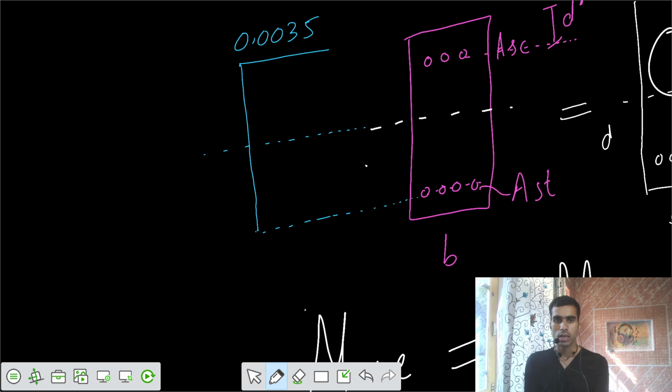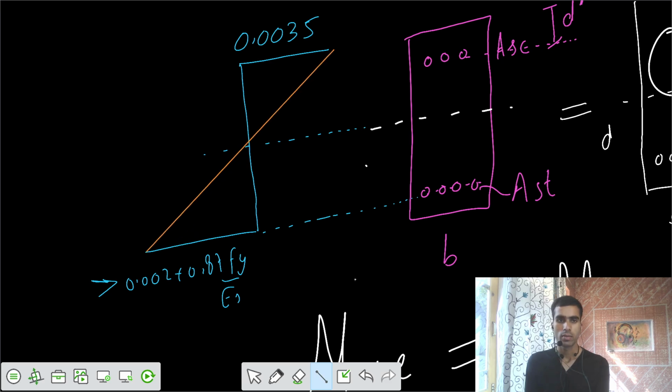Okay. And one of the assumptions was assumption 6, that the strain in the outermost fiber of the tension zone, that is the steel strain, should not be lesser than 0.002 plus 0.87 Fy by Es. So then we join those by a straight line. Okay.